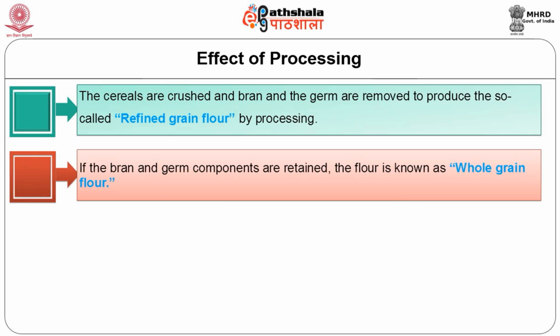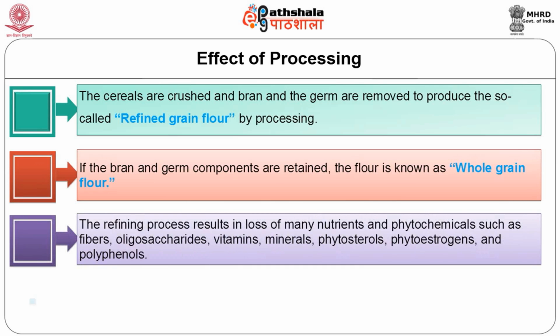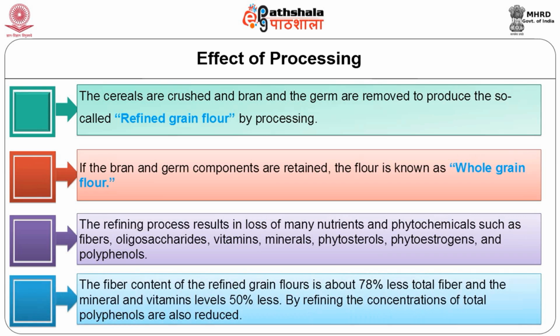Now if the bran and the germ both are retained, then the flour is known as the whole grain flour, and this is definitely rich in phytonutrients. The fiber content of the refined flour is also reduced to 78% or less, and there is also a substantial loss of minerals and vitamins. By refining, the concentrations of total polyphenols are also reduced.